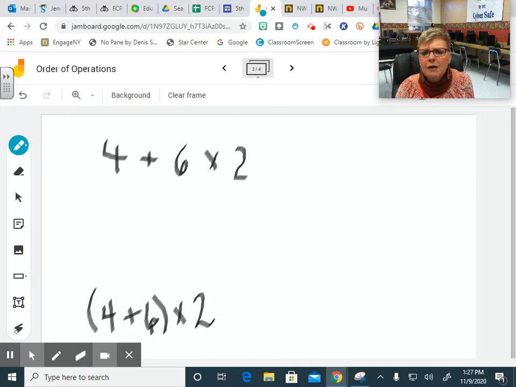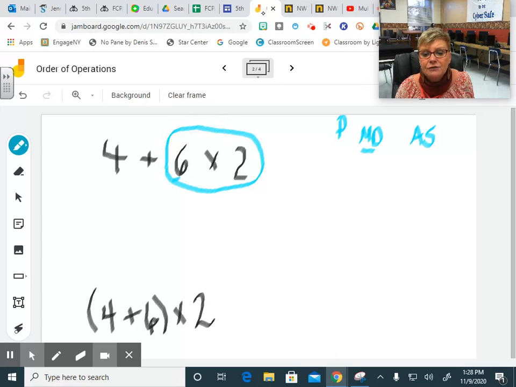So here's a problem. I'm going to write my little phrase up here at the top so I won't forget. Parentheses, then multiply and divide, then add and subtract. I don't have any parentheses. So that means I can go to step 2, multiply and divide. I've got an add, but I've also got a multiply. So here's my multiply. I'm going to isolate it.